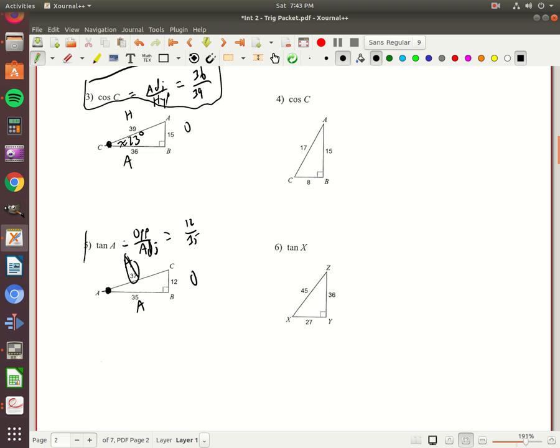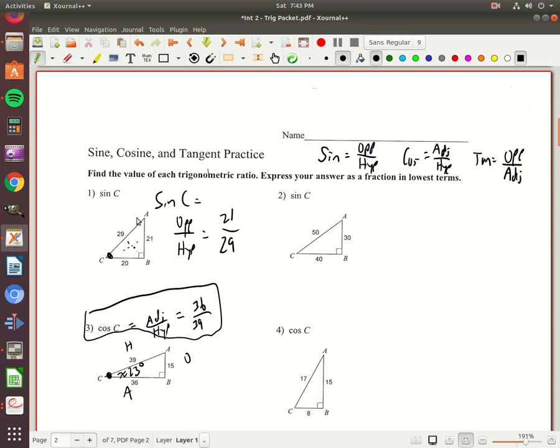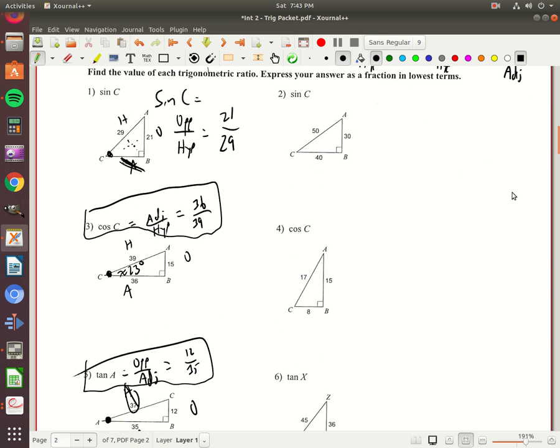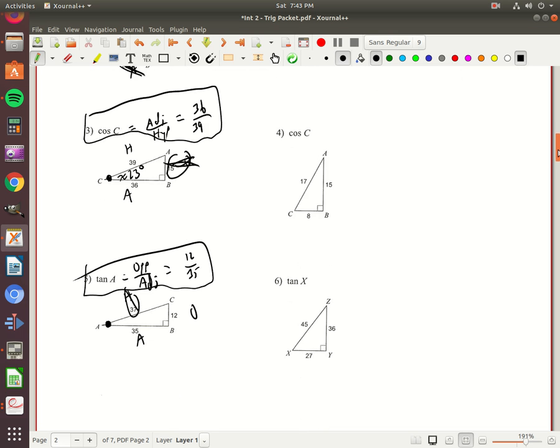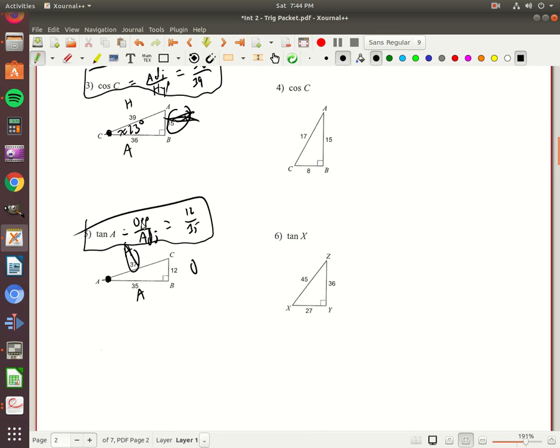But again, we're just going a little bit at a time. So we have an example of looking at a sine where we have opposite over hypotenuse. And again, we didn't care about the adjacent. That was irrelevant. We have an example where we did cosine, which was adjacent over hypotenuse. And we didn't care about the opposite because cosine doesn't care about the opposite. And we had an example where we did the tangent, where we had opposite over adjacent. And again, we didn't care about the hypotenuse because tangent only cares about the opposite and adjacent.